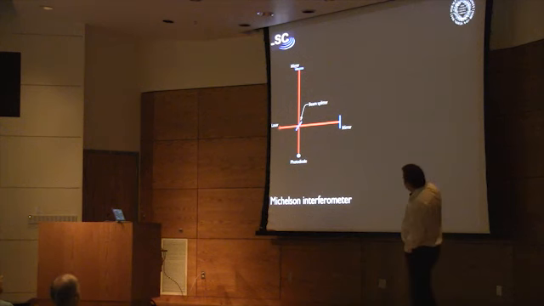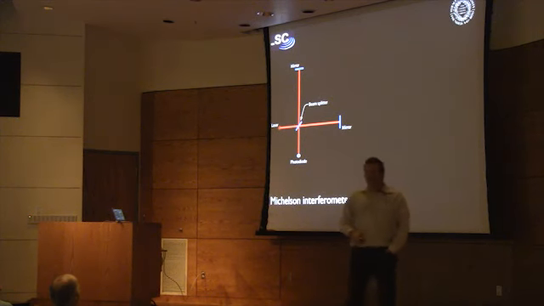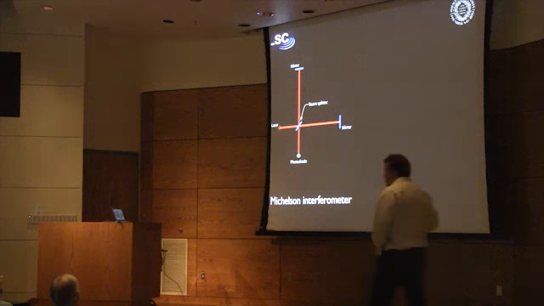So if you set this up so this distance is exactly the same as this distance, all the light will head back towards the laser, and none of the light will head towards the photodetector. This is the principle of a laser interferometer.